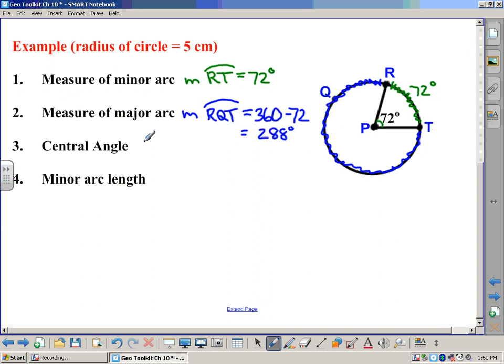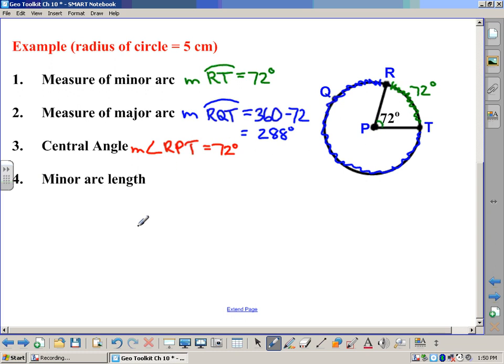We also have a central angle, and that angle is measurement of angle RPT, and it's 72 degrees. And we know that because we can read right here. But once again, notice the minor arc and the central angle have the exact same measurement here.